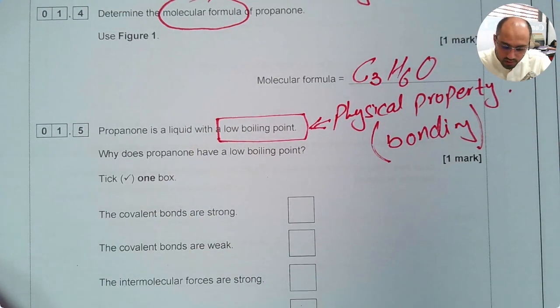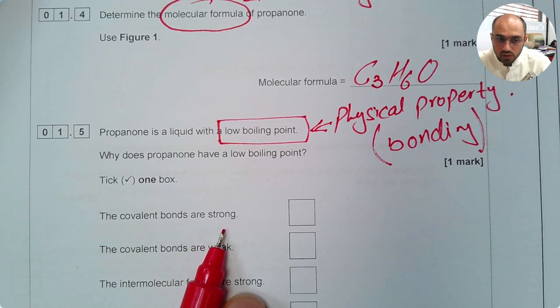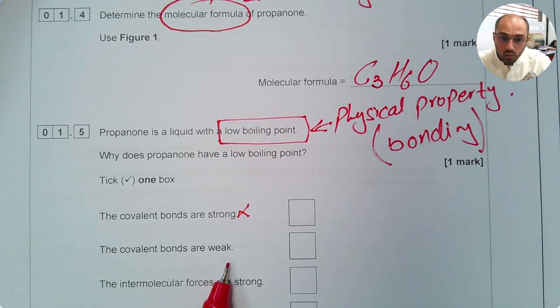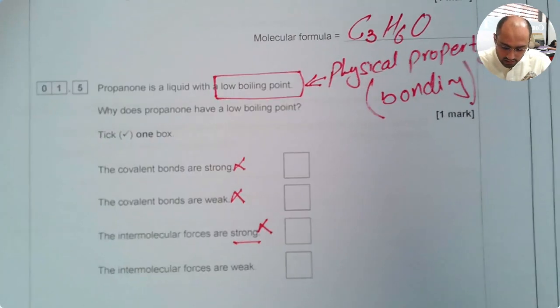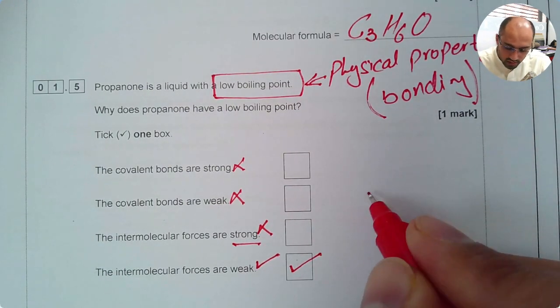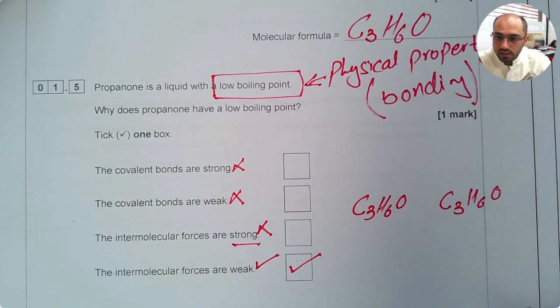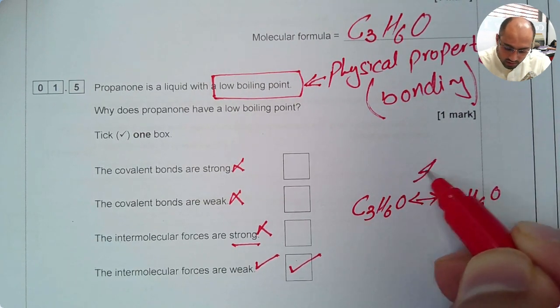It says, why does propanone have a low boiling point? Covalent bonds are strong. So if this was the case, then it will have a high boiling point. So this is wrong. Covalent bonds are weak. This is wrong too. The intermolecular forces are strong. They are not strong in this case. The intermolecular forces are weak, and this is the right answer, because we will have a C3H6O molecule. We will have another C3H6O molecule, and between them two are IMF.